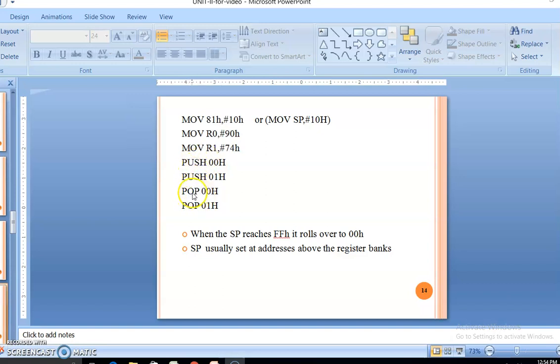Next I am doing the pop operation. I am going to get the data from the stack memory and store it into the 00H memory location. Here the 00H address is the R0 address. Like this you can use push and pop operations to work with the stack memory.